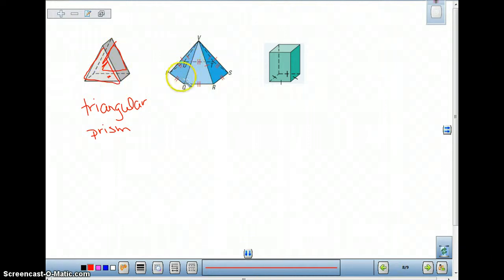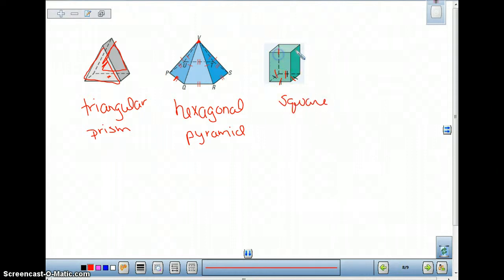In this case, we have to count the sides again, and I'm counting 1, 2, 3, 4, 5, 6, I believe. And so with 6, we're going hexagonal, comes up to a point, therefore it is a hexagonal pyramid. Okay, and again, we have a base that's a square, so we're calling it a square, and then if we go up on top, it's going to be a square prism.